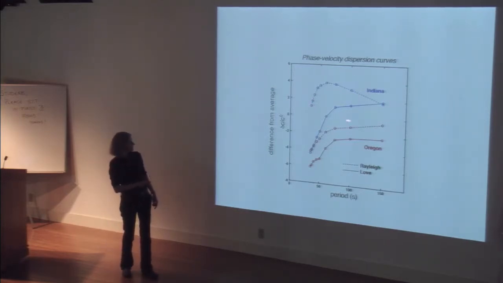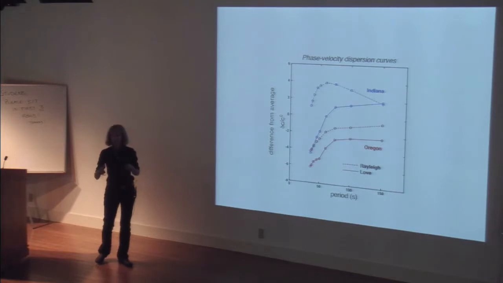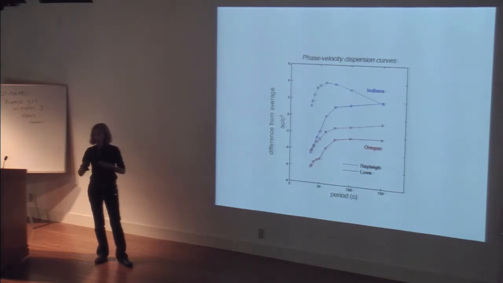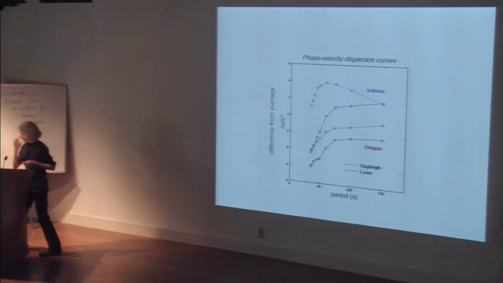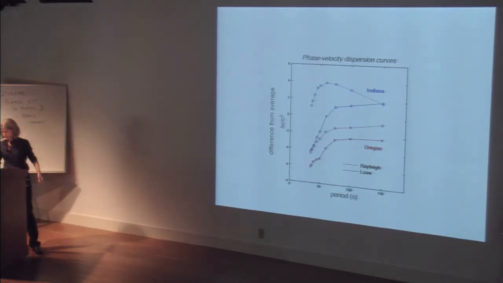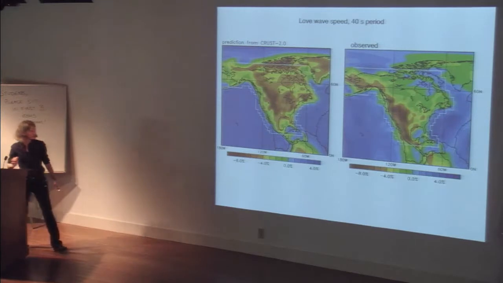Over in Indiana, you see that everything travels basically faster than the average until you get to the shortest periods. And in Oregon, tectonically active, much slower. Things are traveling slower than the average. So there clearly is a difference in how fast the waves propagate in different regions of the continents. That's due partly to the mantle. You can see that here too.